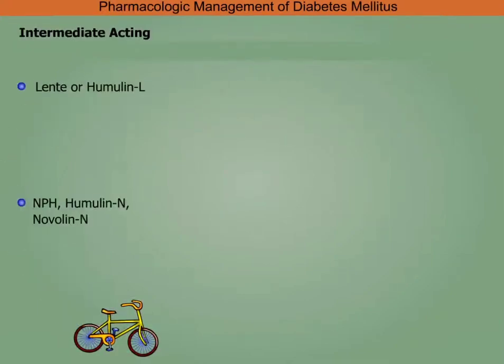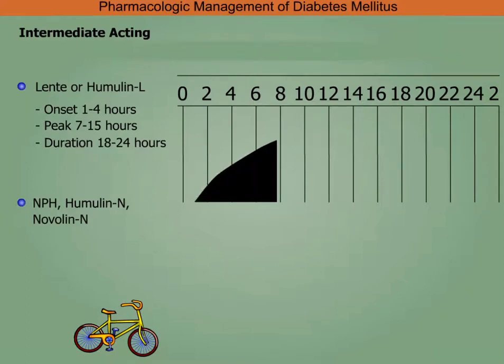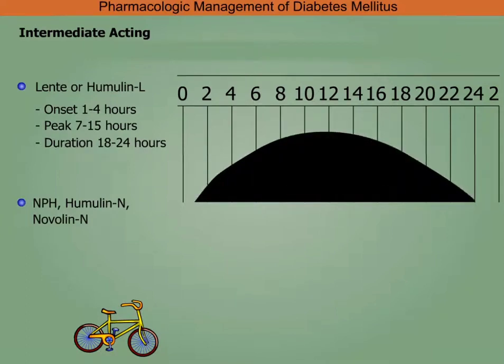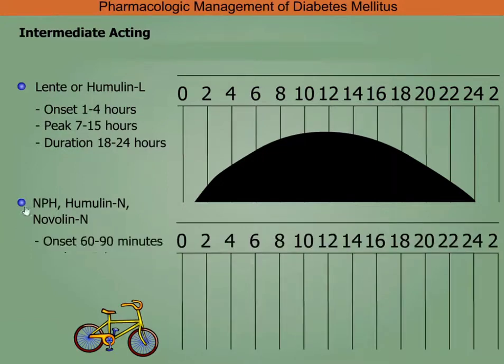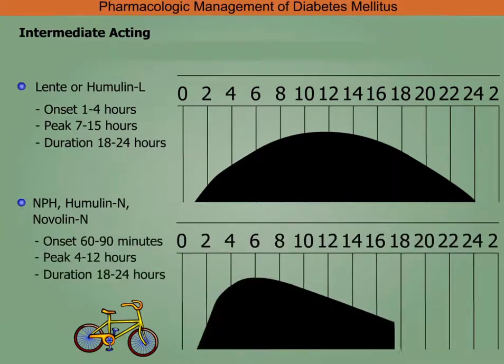Intermediate acting. Lente or Humulin L. Onset in 1 to 4 hours. Peak in 7 to 15 hours, with a duration of 18 to 24 hours. NPH, Humulin N, and Novolin N. Onset in 60 to 90 minutes. Peak in 4 to 12 hours, with a duration of 18 to 24 hours.